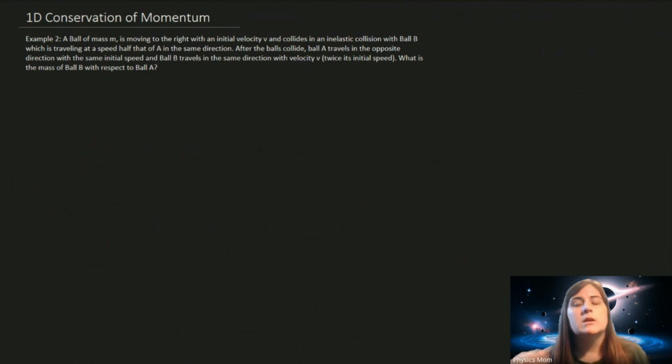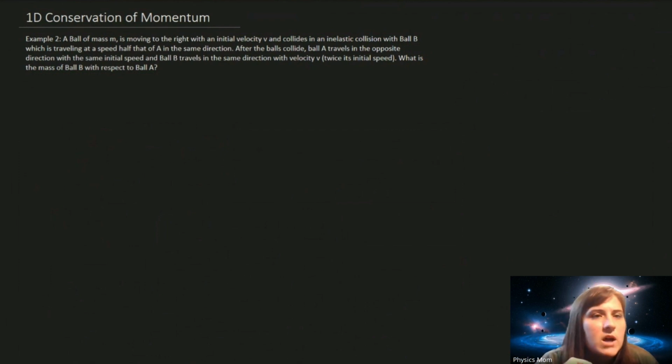They will still separate. For the purpose of how we're going to solve these in terms of just momentum, it's exactly the same as the first example. Anyway, it collides with ball B, which in this case is actually moving, so it's not stationary. B is traveling at a speed half that of A and in the same direction. After the balls collide, ball A travels in the opposite direction with the same initial speed, and ball B travels in the same direction with the velocity v, twice its initial speed. So if it were half v, it's now traveling v.